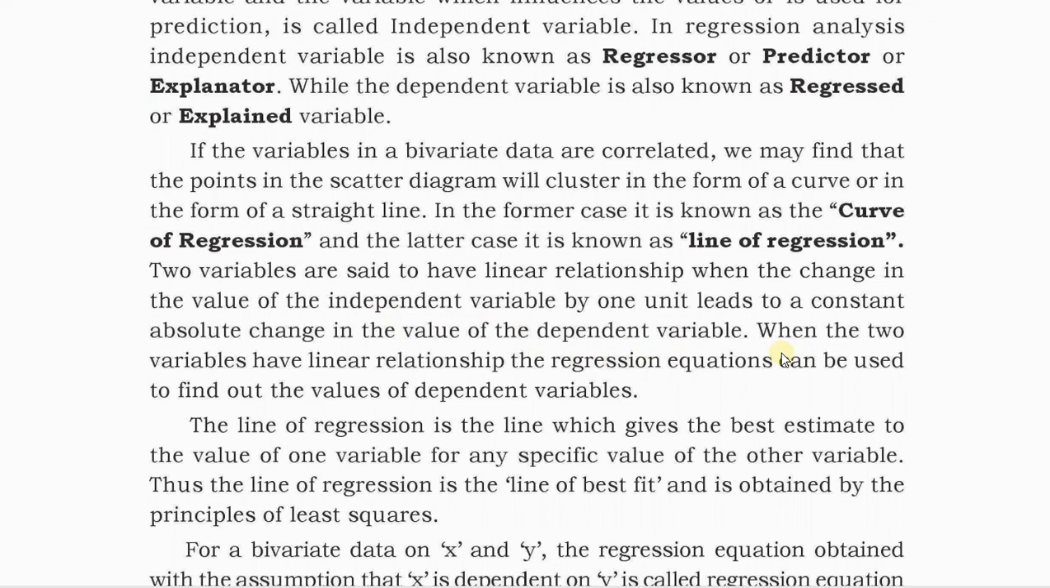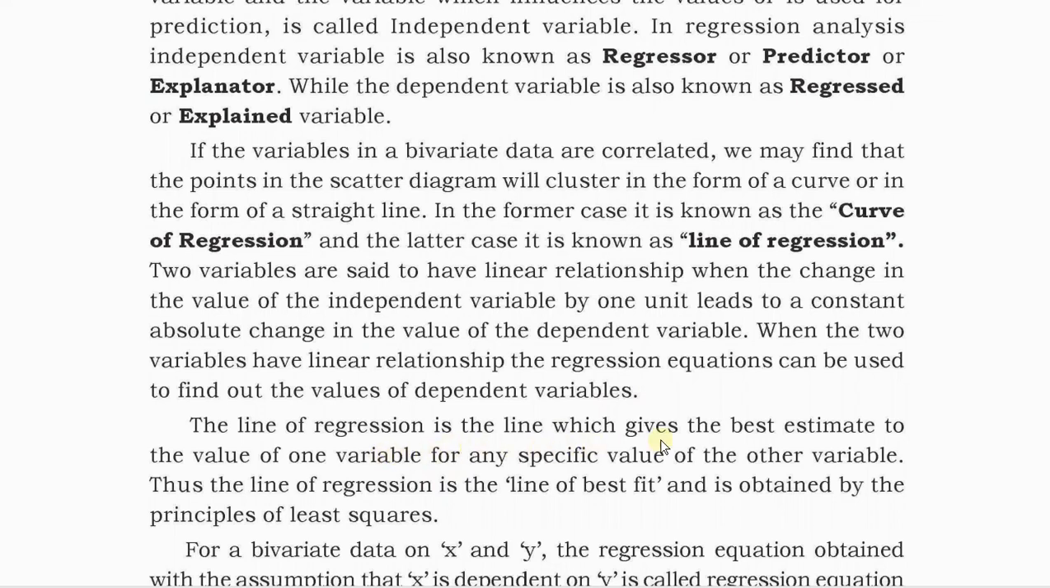When the change in one variable leads to the exact or approximate change in the other variable, that is, when two variables have a linear relationship, the regression equations can be used to find out the values of the dependent variables. So if the two variables have a linear relationship, then we can use the regression equations to find out the values of dependent variables.